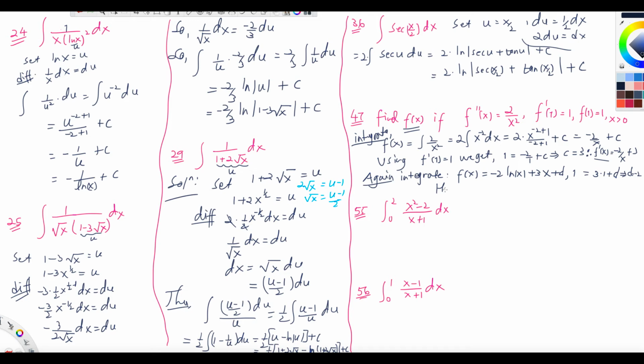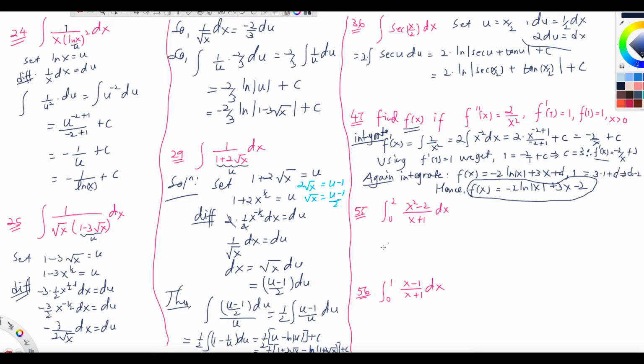Therefore, hence f(x) equals negative 2 natural log of absolute value of x plus 3x minus 2. That is the final answer.